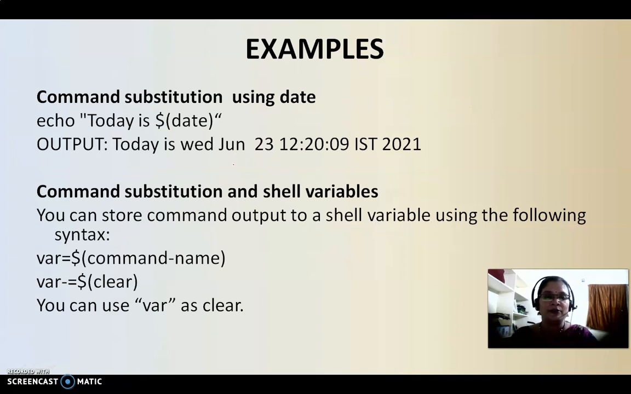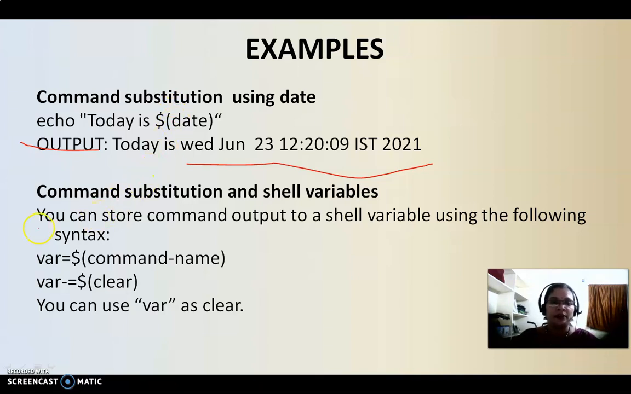Now we see how a command will be substituted. See here, echo the command substitution using the date. Echo today date is $date. So $date means the value of the date command will be represented here. Today is Wednesday, June 23rd, along with the time, and this is the output of the date command. So you can substitute not only the value of a variable, you can substitute a command also at the dollar prompt. This is one example.